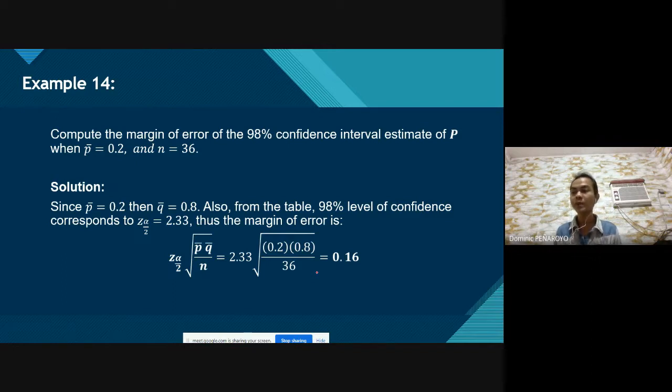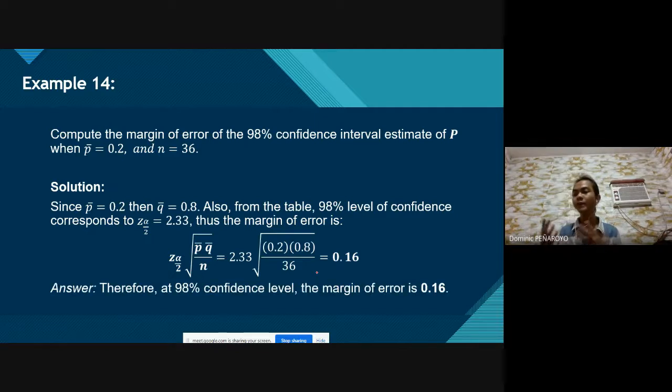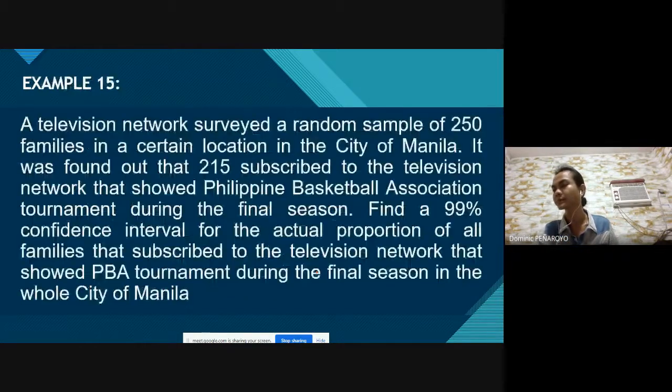So, in our class, lagi yung margin of error the same as for the standard error, pinapa-round off ko siya sa nearest hundredths para uniform kami. So, for the margin of error, again, it's approximately 0.16. That's how you find the margin of error for the population proportion. Alright, so therefore, at 98% confidence level, the margin of error is approximately 0.16.